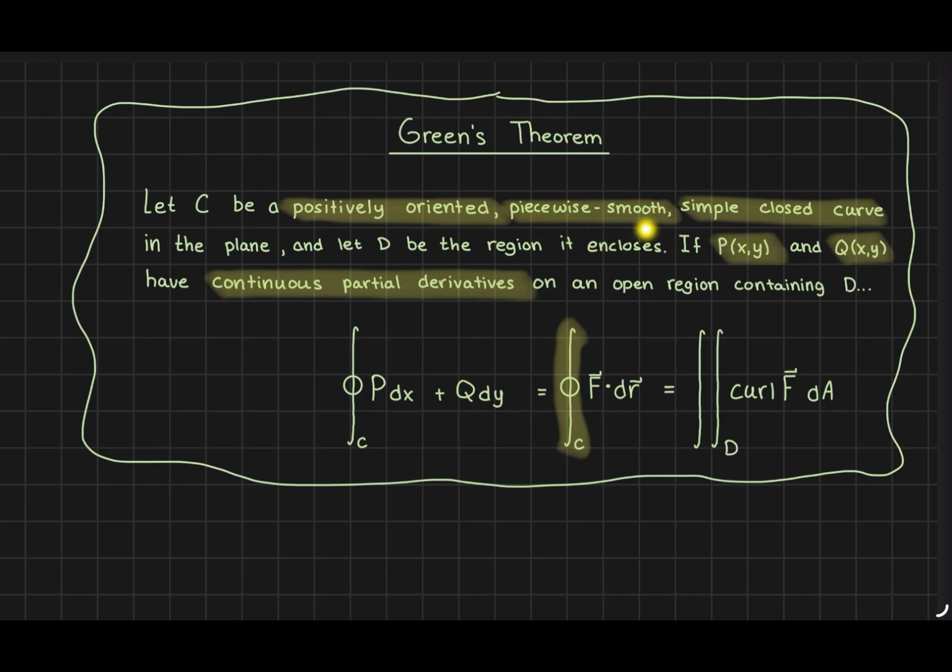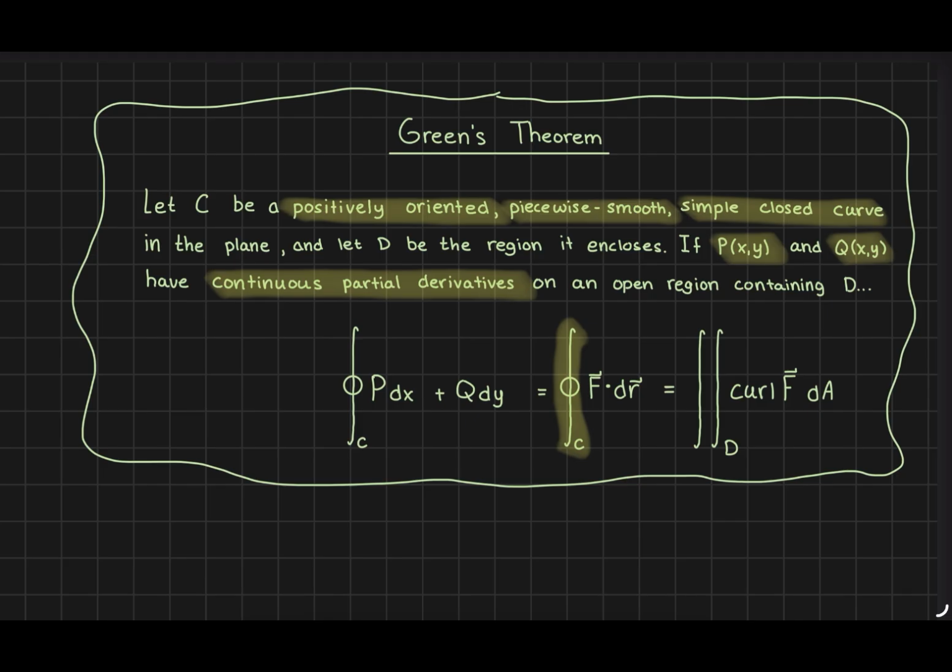As for piecewise smooth, that essentially just means that the curve can have corners, but it won't have any jumps in it, so there won't be any tears in it. It's going to be continuous. As for the simple closed curve, I spoke about that a little bit. Closed means, like I said, it starts and ends at the same point, and simple means it does not intersect itself, so it doesn't cross itself.